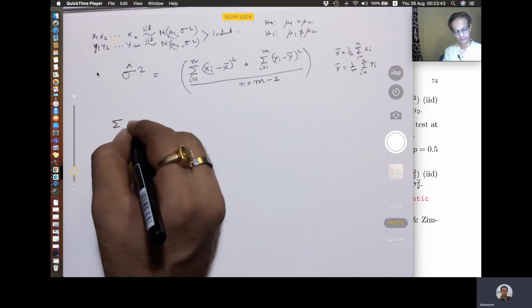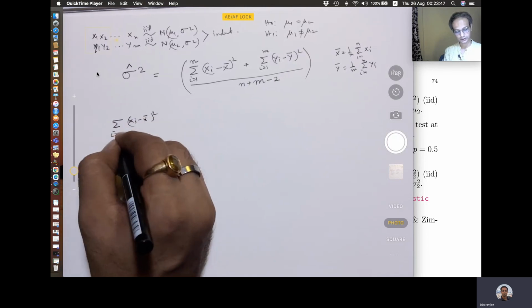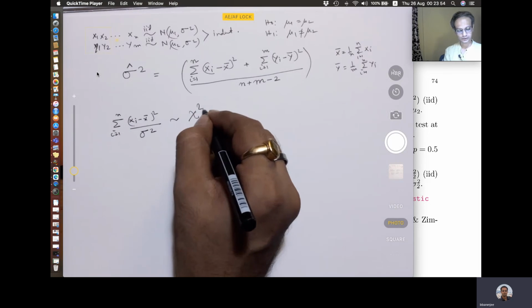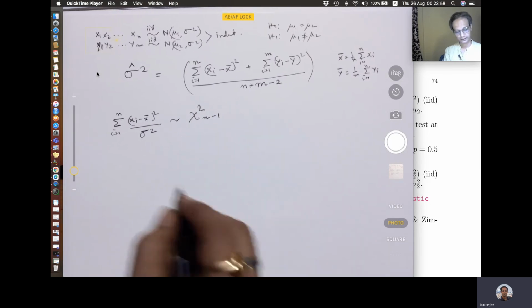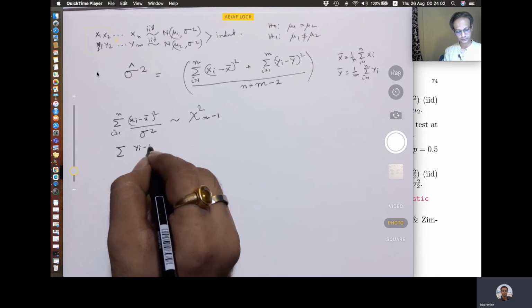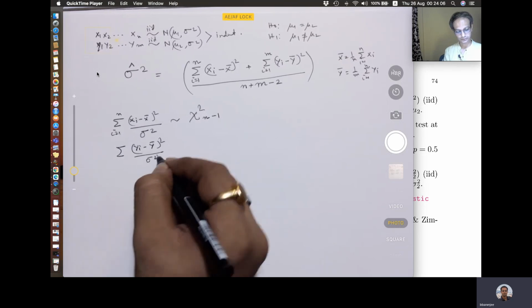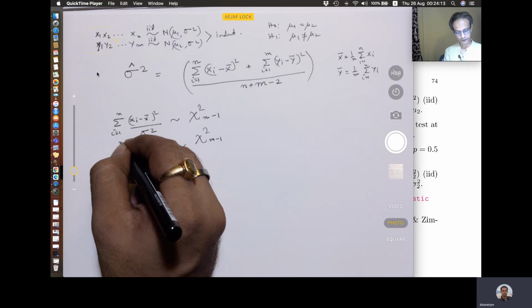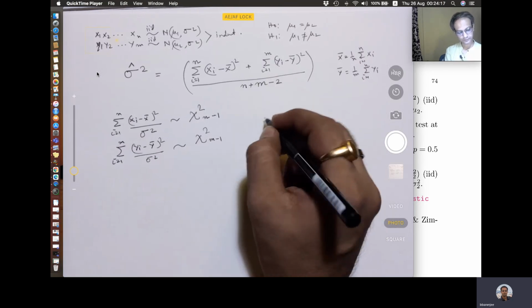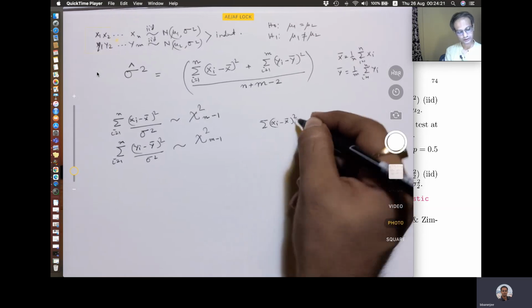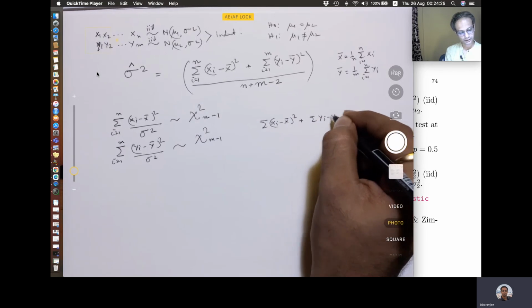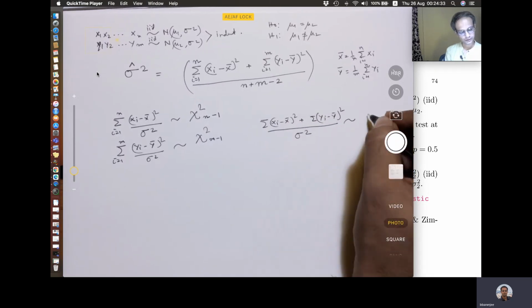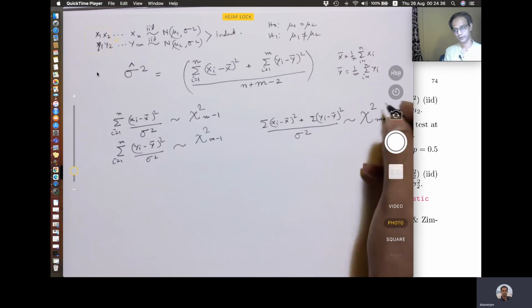So the sum over xi minus x bar whole square, i running from 1 to n, divided by sigma square follows chi-square with n minus 1 degrees of freedom. At the same time, the sum over yi minus y bar whole square divided by sigma square follows chi-square with n minus 1 degrees of freedom, i running from 1 to n. So the sum over xi minus x bar whole square plus the sum over yi minus y bar whole square, whole divided by sigma square, follows chi-square with n plus n minus 2 degrees of freedom.